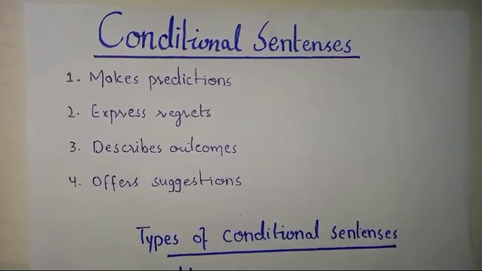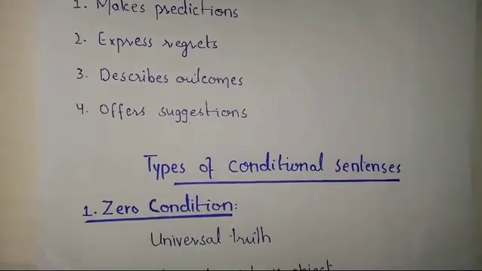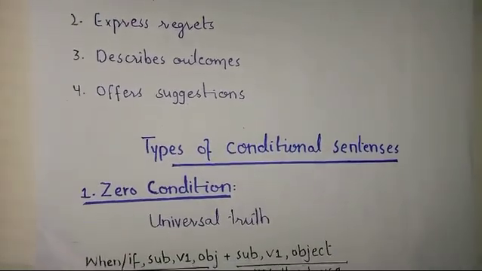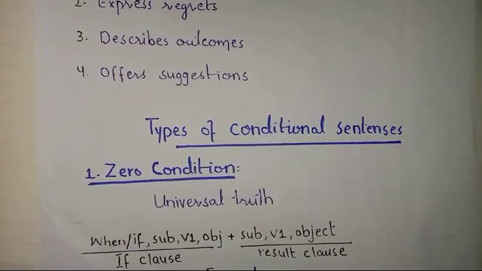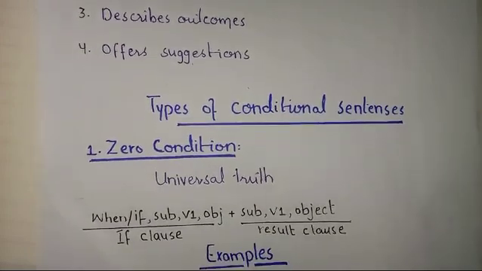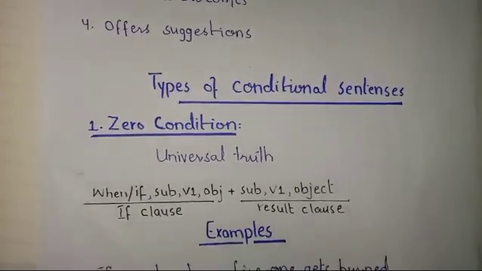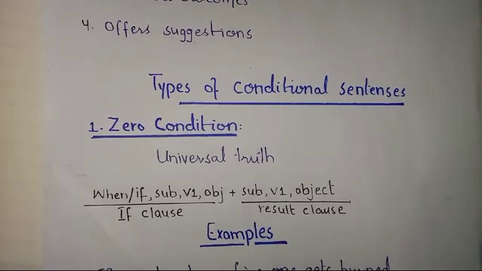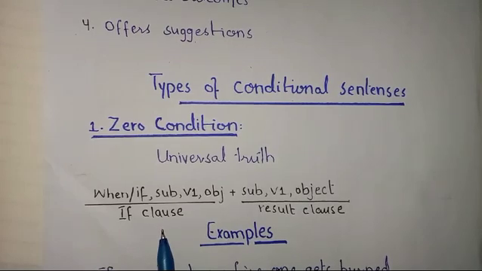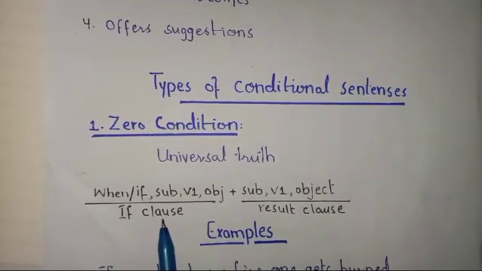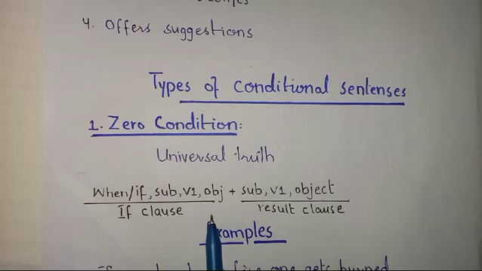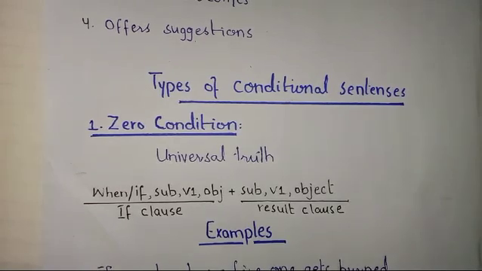There are certain types of conditional sentences. First is the zero condition. When we talk about universal truth, we refer to the zero condition. The structure of the zero condition is the if clause and the result clause. Now, the if clause is comprised of when or if, subject, first form of the verb, object. This is called the if clause. Then we have the result clause, which is comprised of subject, first form of the verb, and then object.